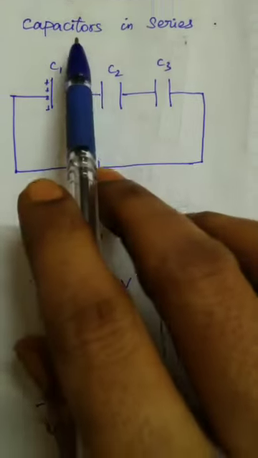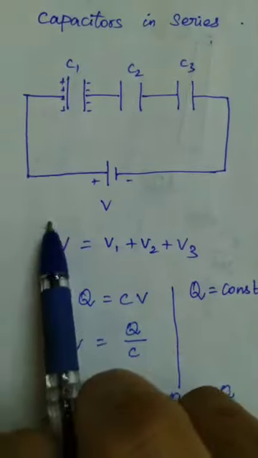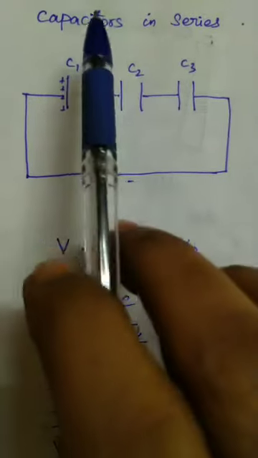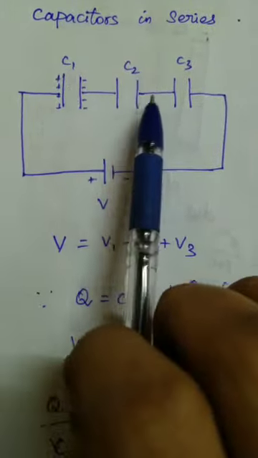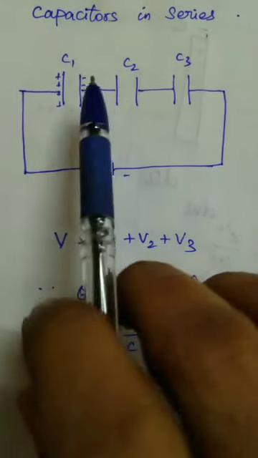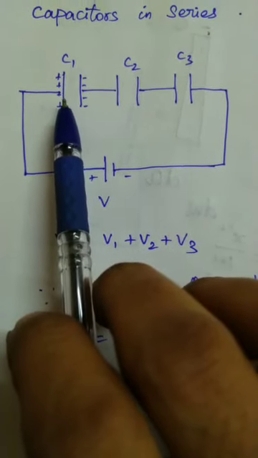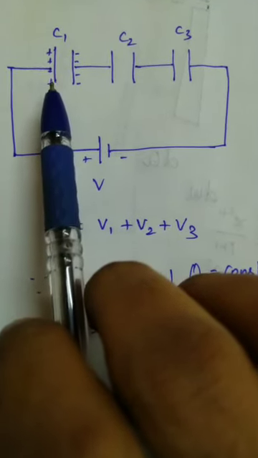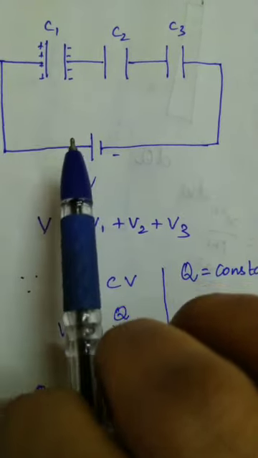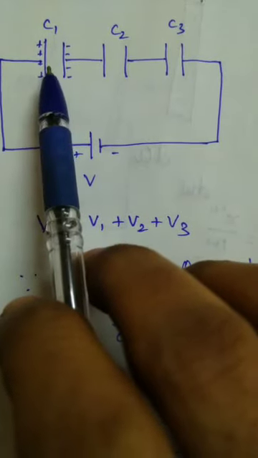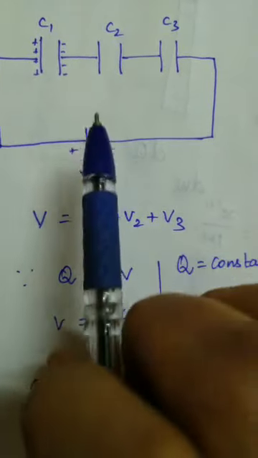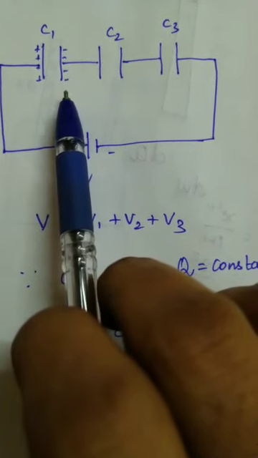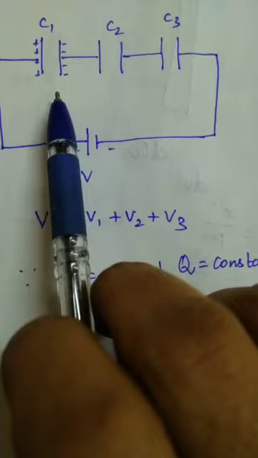Students, in the previous session we learned about capacitors, and now we are going to learn about capacitors connected in series. We know that a capacitor is a device which is used to store charge as well as energy, right? So what happens when one or more capacitors are connected in a circuit in series as well as in parallel? We are going to learn now.